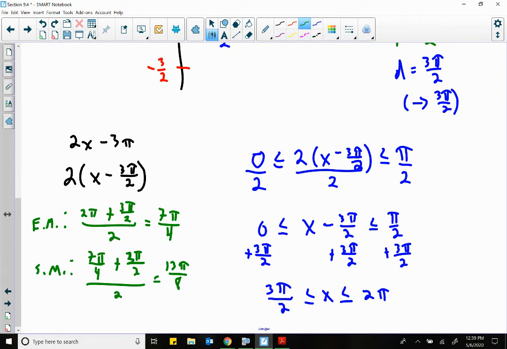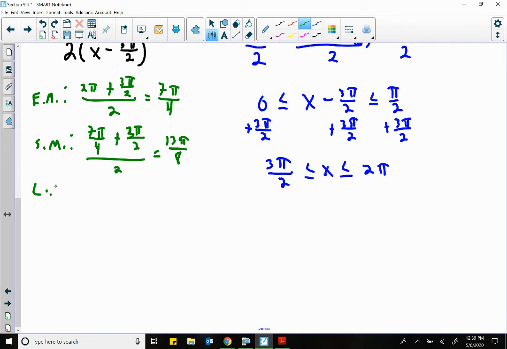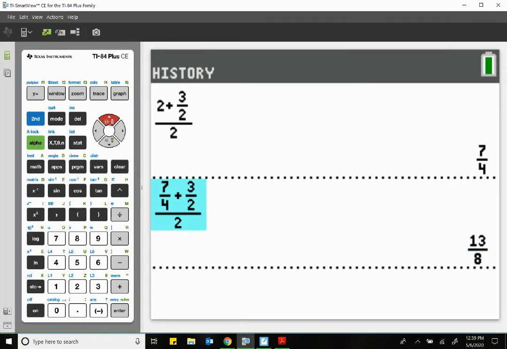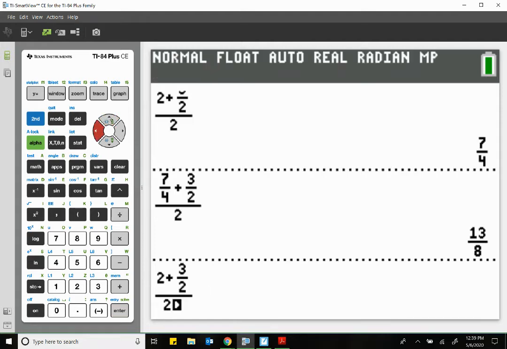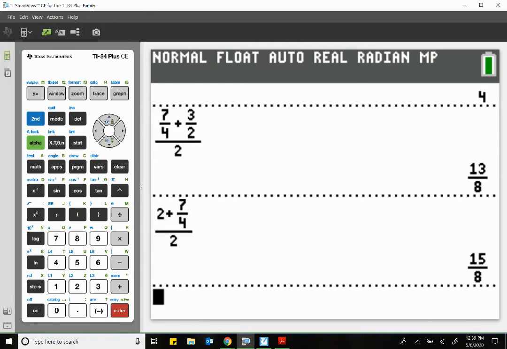And then to get the large middle, we'll take 2 pi plus 7 pi over 4 divided by 2. So again, going back to my calculator, I'll just grab that first guy, because all I got to do is just change that second fraction. So 7 over 4. And we get 15 pi over 8. There we go.